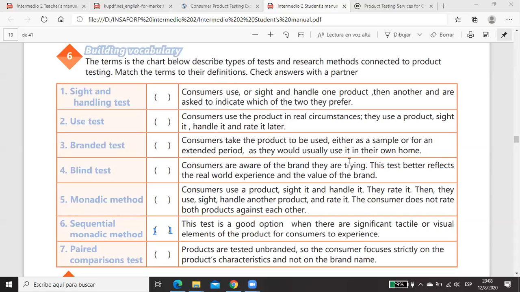Good. Let's keep brainstorming and please help me gather ideas. You can also type your ideas in the chat. So a cell phone is a good idea to test through sight and handle. Any other products that we can test through sight and handle? Remember, it's about visual elements and tactile elements, things that you can touch. What else can I test like this? Another product that I can test in this way. Iris gave a good idea, a cell phone. That's certainly a good idea.